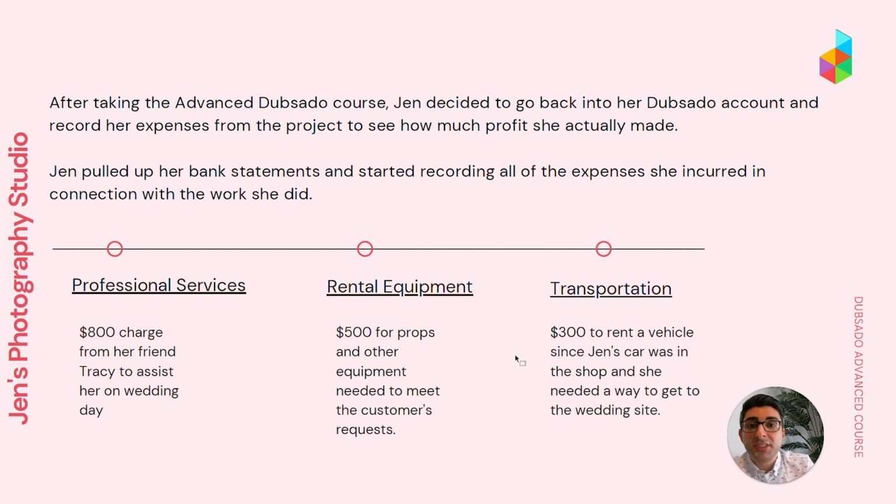A second expense that she incurred was renting some equipment. She needed some additional props and other equipment to meet the customer's needs. So she saw an invoice for $500 for renting equipment. The third expense that she incurred was transportation. Jen's car was in the shop on wedding day, and she needed to get a rental car to get to the remote location. So she saw a charge for $300 for renting a car for the day.